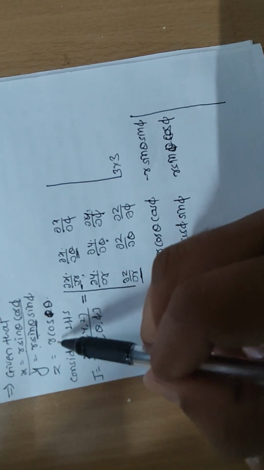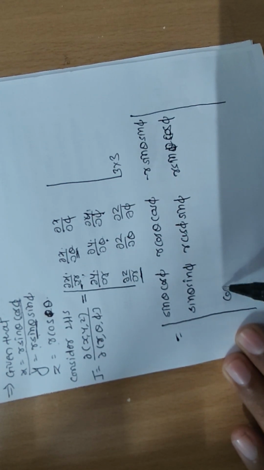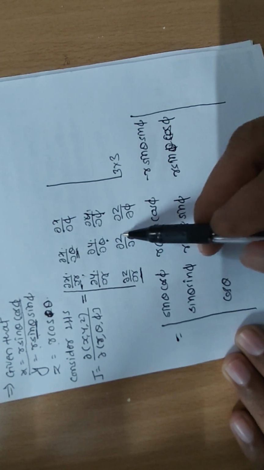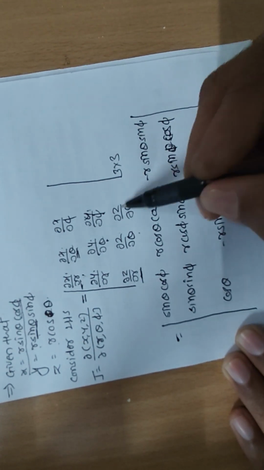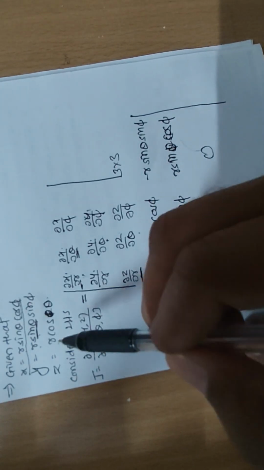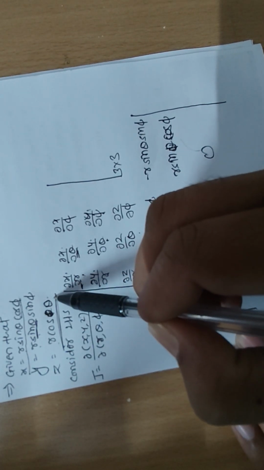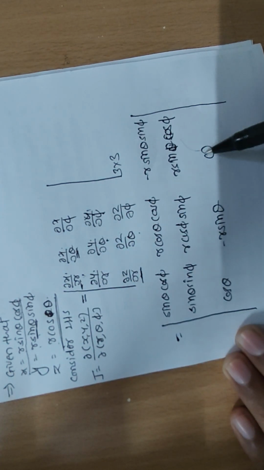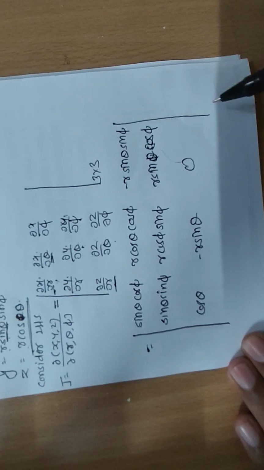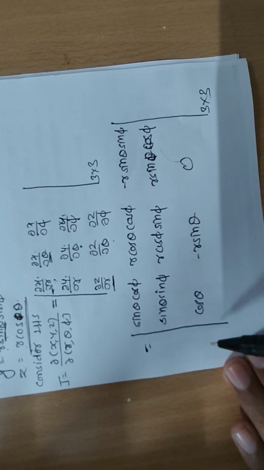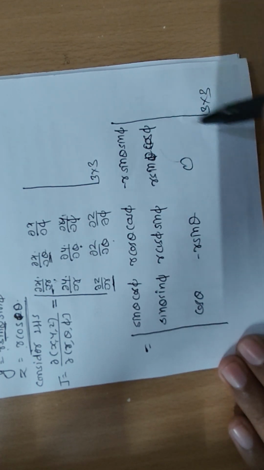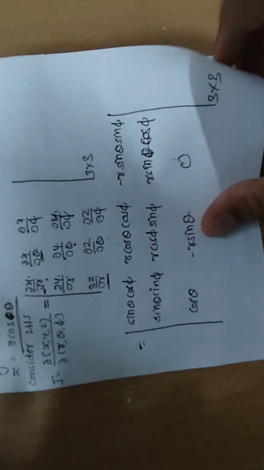The derivative of z with respect to r is cos theta. The derivative of z with respect to theta is r into the derivative of cos theta, which is minus sin theta, so minus r sin theta. The derivative of z with respect to phi is 0 because there is no term in phi. Now look at this determinant: it is of 3 by 3 order, and everyone should know how to solve this determinant. Now see how to solve it.